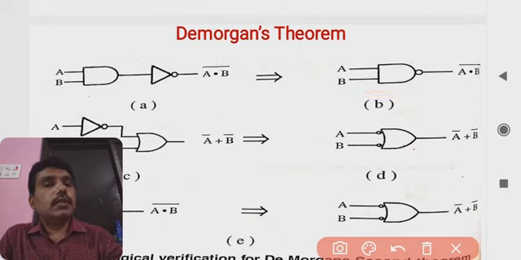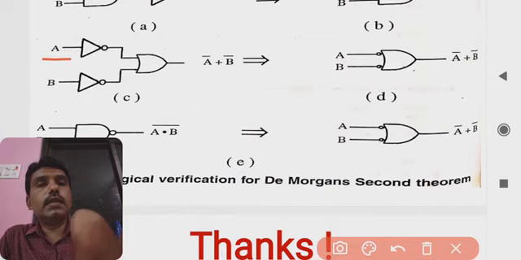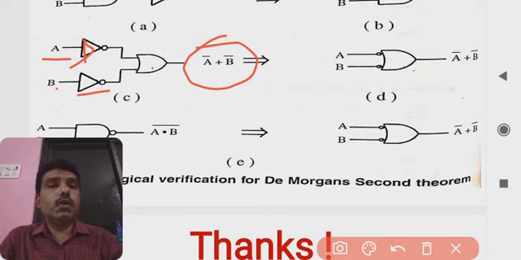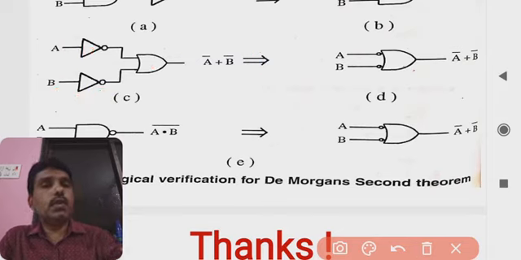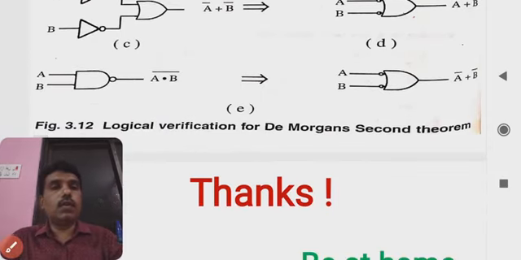Again, to get the other side, the right hand side, we have to use two NOT gates before connecting to the OR gate. If you look at this circuit, A is connected to one NOT gate and B is connected to another NOT gate, and the outputs of these NOT gates are given to the OR gate, which gives us the output A complement or B complement. Or symbolically, it is simply shown here with the left hand side as one NAND gate that gives us A and B complement, which is equal to A complement or B complement.